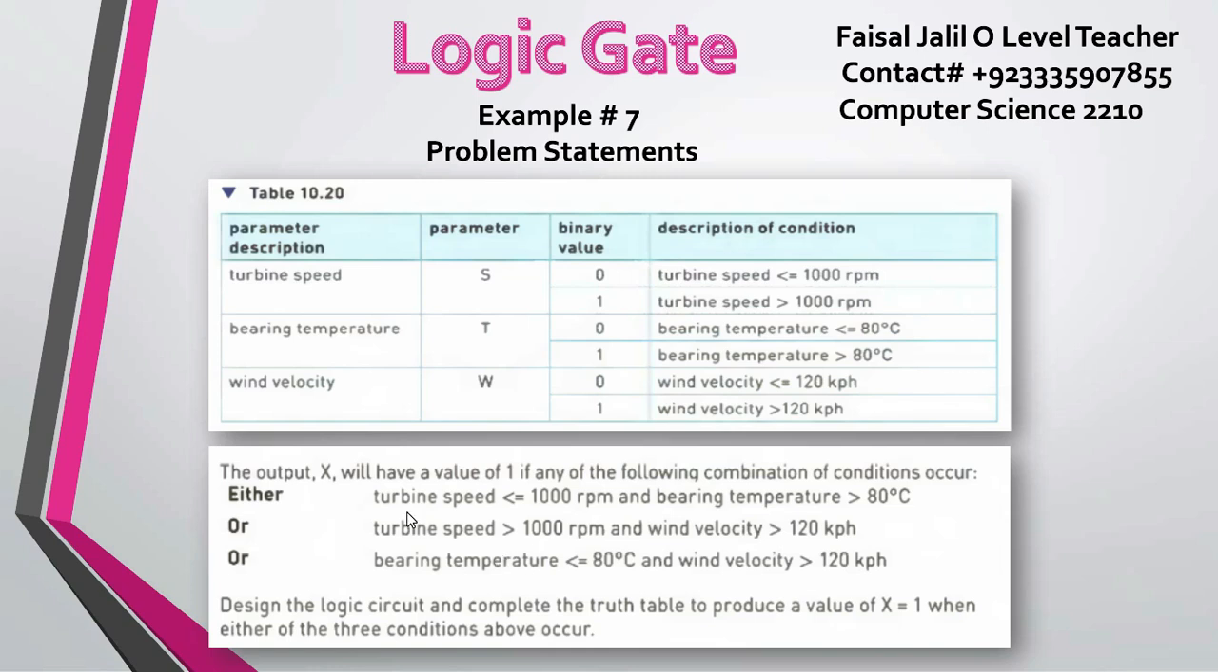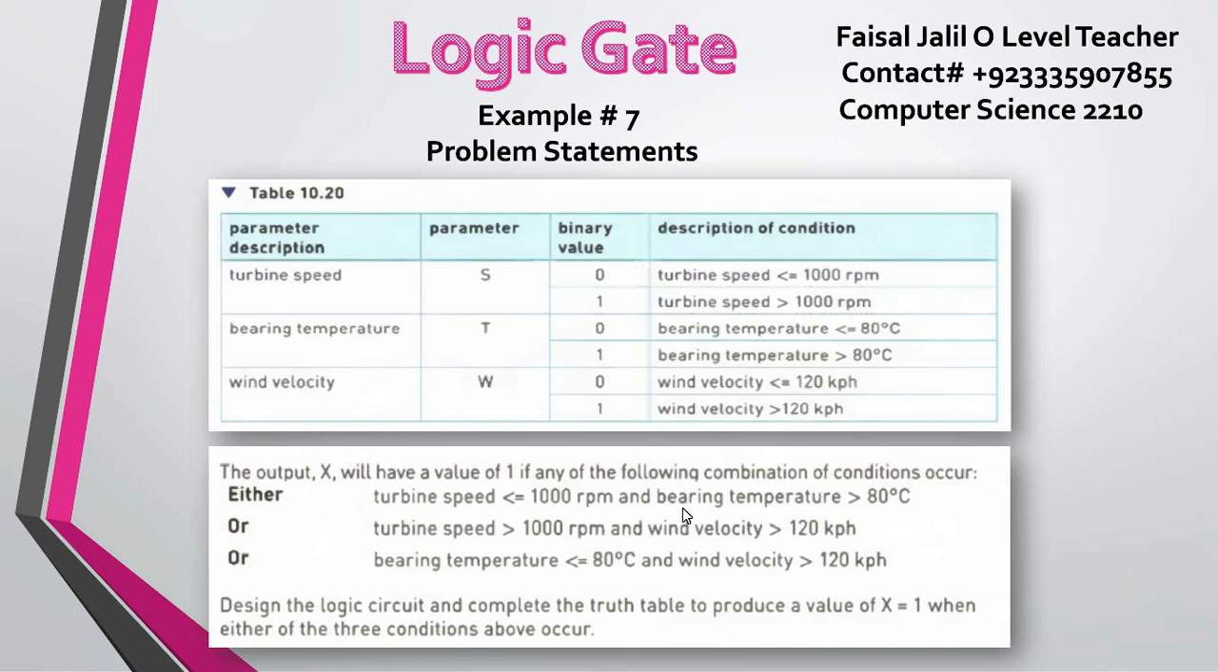The output x will have a value of 1 if any of the following combinations of conditions occurs. Either turbine speed less than or equal to 1000 rpm. Look here, turbine speed is represented by S. It is mentioned here less than or equal to 1000, which means S is equal to 0. So instead of this whole statement, we just write S is equal to 0, and then AND. AND is there, which means we have to apply an AND gate.